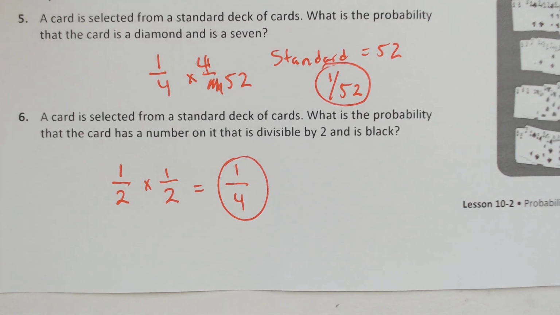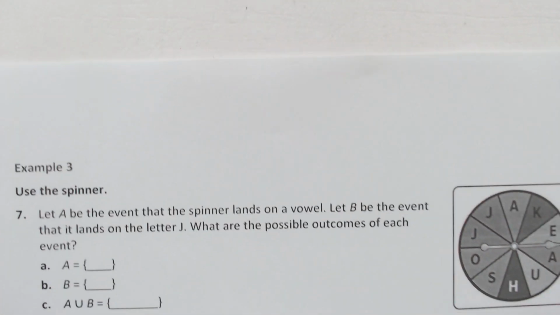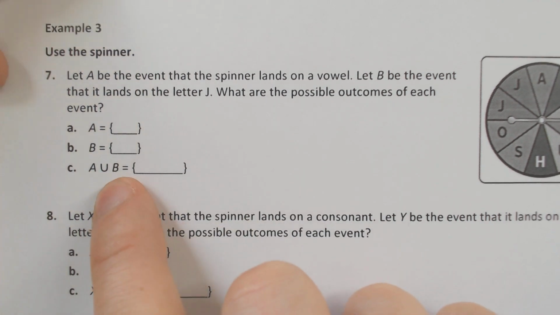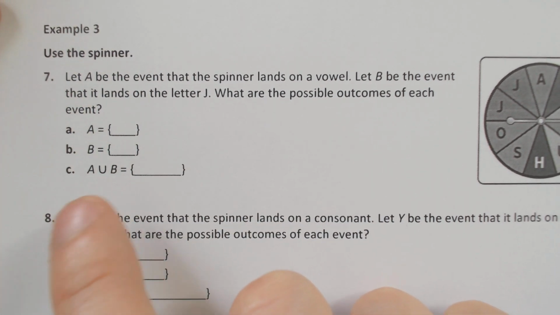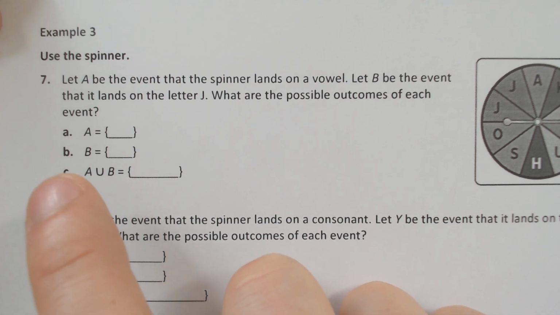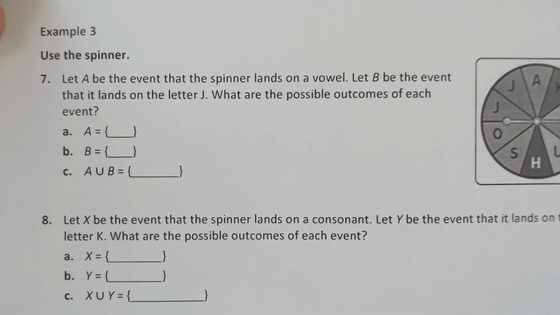All right, moving right along. Let's see what we want to do next. Let's do this one right here, number 7, because it has a U. U is different. U is not looking for the overlap. It means or. Or problems are much, much different.